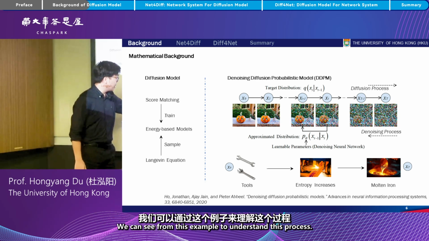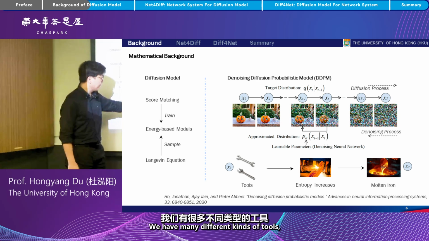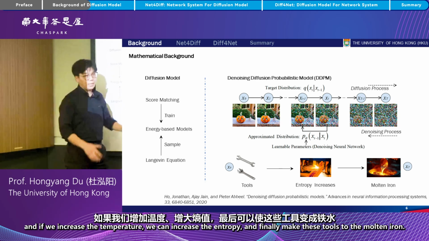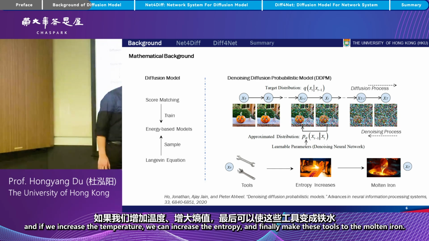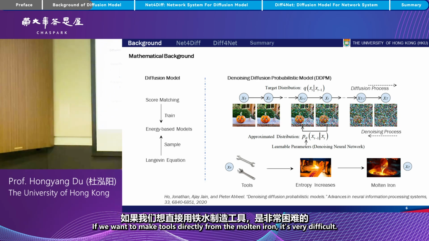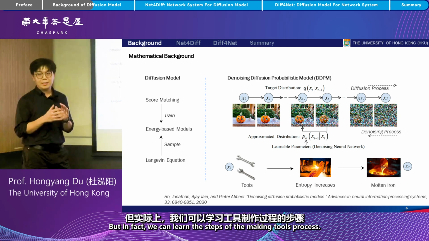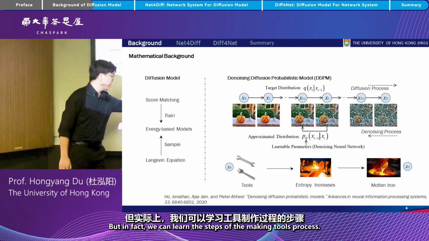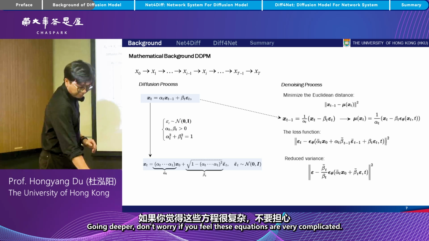We can look at this example to understand this process. We have many different kinds of tools, and if we increase the temperature, we increase the entropy, and finally turn these tools into molten iron. If we want to make tools directly from the molten iron, it's very difficult. But in fact, we can learn the steps of the tool-making process.